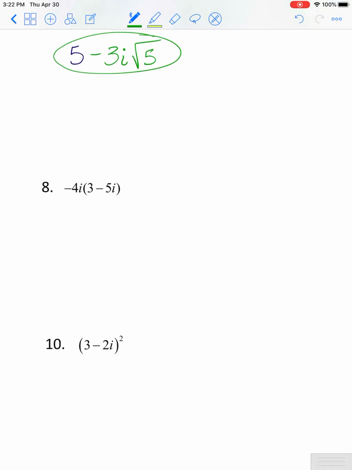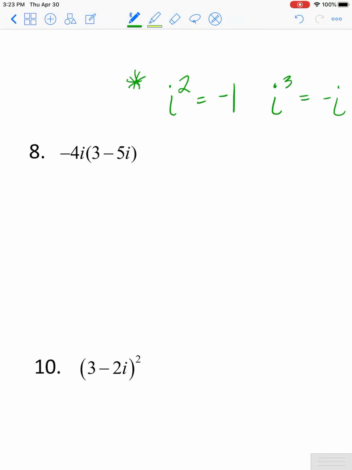So those are your examples of adding and subtracting. Now these last few examples are going to be your multiplying. So this is where we're going to have to pay close attention to what i squared is equal to, which is negative 1, and possibly what i to the third is equal to, which is negative i. So these might pop up when multiplying.